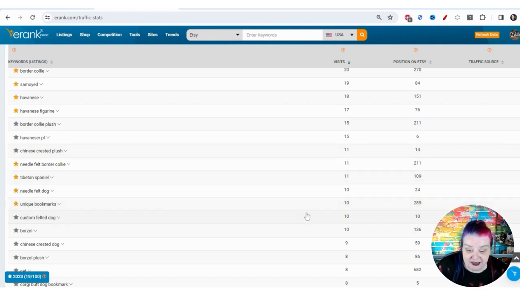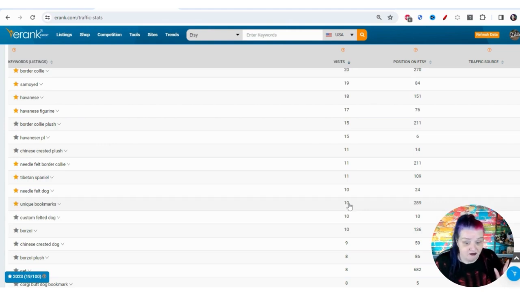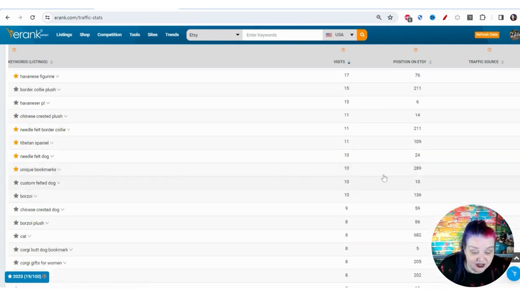Now, I only had 10 people visiting for them, but that could well be because my position on Etsy was so low. Could I do better with these keywords if I ranked a little bit higher? That's on average where I was ranking. So yeah, some of these, if I was ranking higher, they could be good keywords.